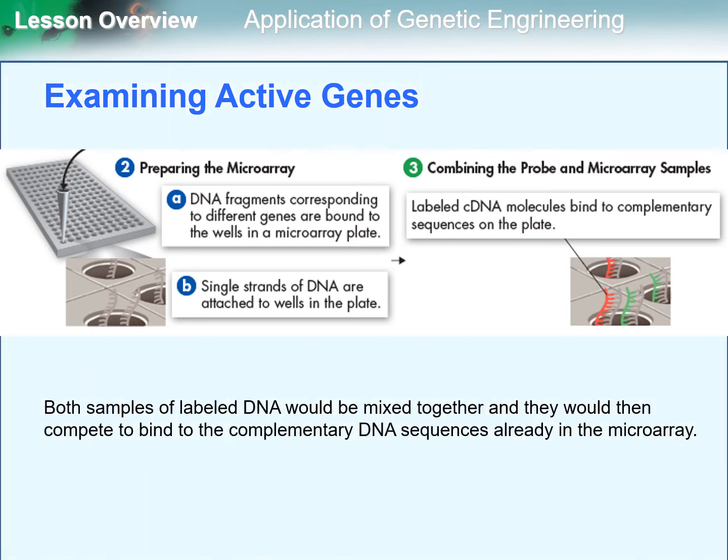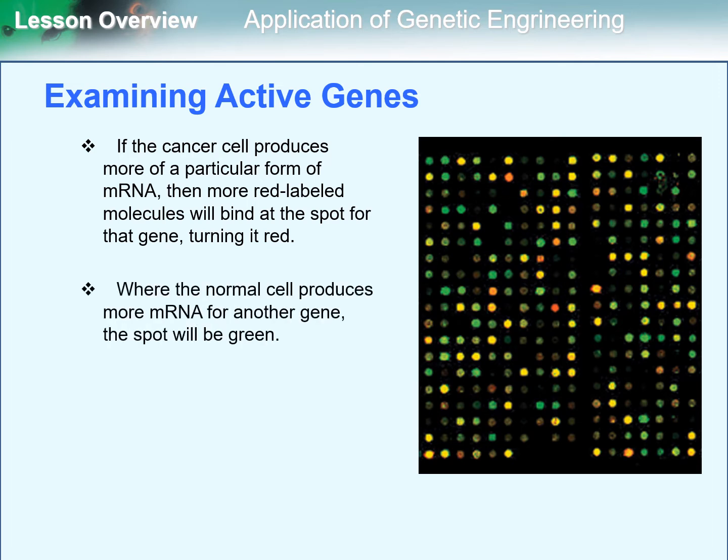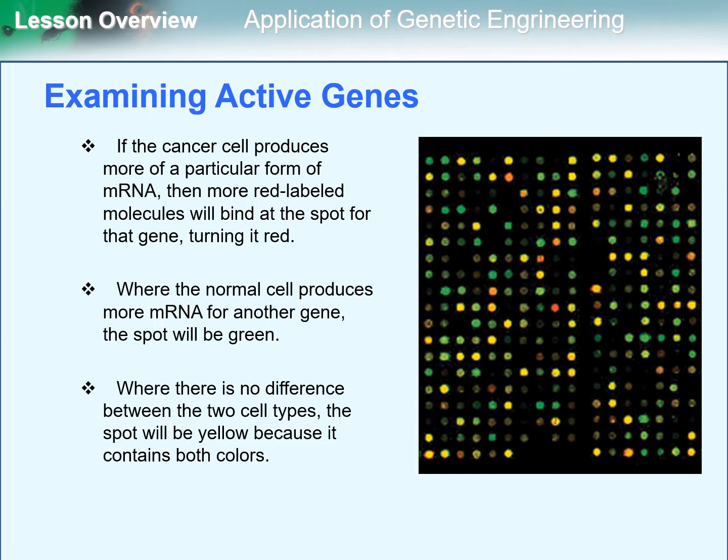Then both samples of labeled DNA are mixed together and they compete to bind the complementary DNA sequences already in the microarray. If the cancer cell produces more of a particular form of mRNA, then more red labeled molecules will bind at the spot for that gene, turning it red. Where the normal cell produces more mRNA for another gene, the spot will be green. Where there is no difference between the two cell types, the spot will be yellow because it contains both colors.